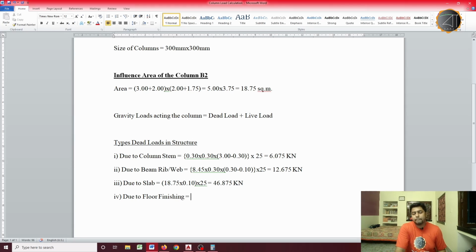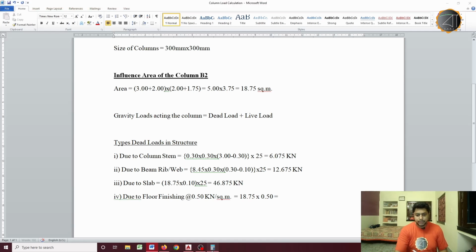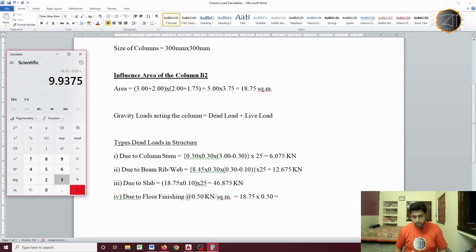So, we will just simply consider the area of the influence, that is 18.75 square meter, and we will multiply with the unit weight of floor finishing. Let us take something like 0.5 kilonewton per meter square. So, we can just simply multiply it with 0.50. We will get 9.375.